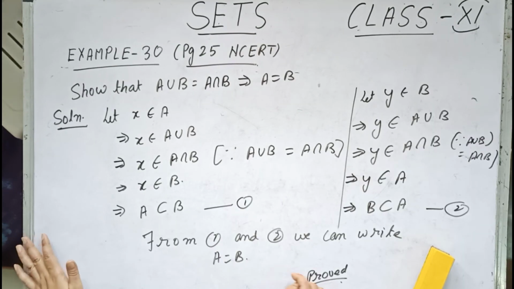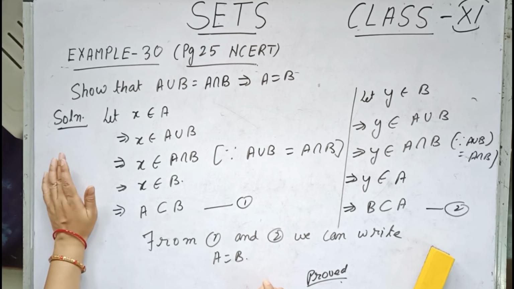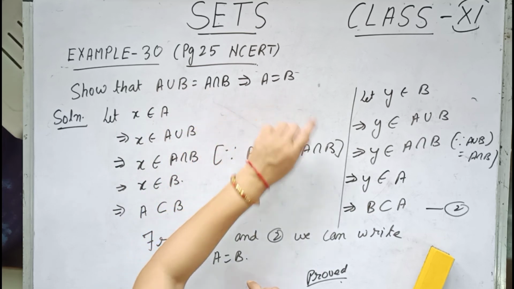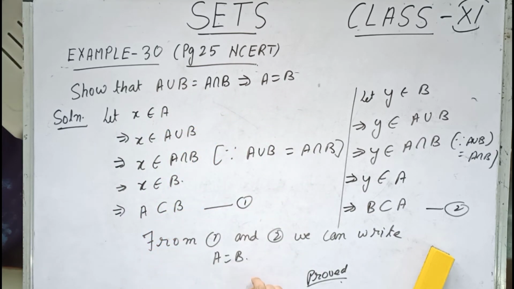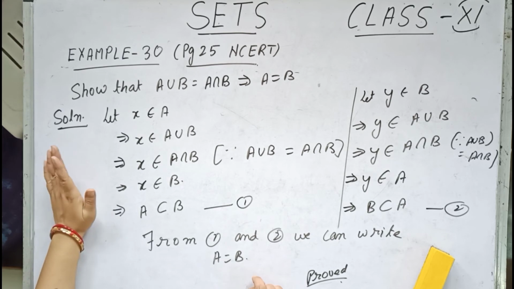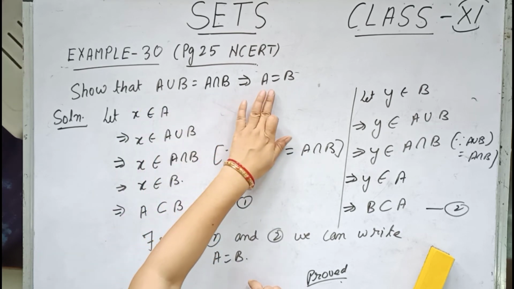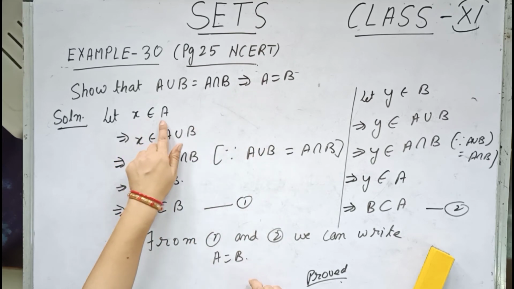Now let us move to example 30, page 25 of NCERT. The question is saying that show that if A union B equals A intersection B, then A equals B. In the solution part, since we have to prove A equals B, let us suppose an element in the set A. Let x belong to A.